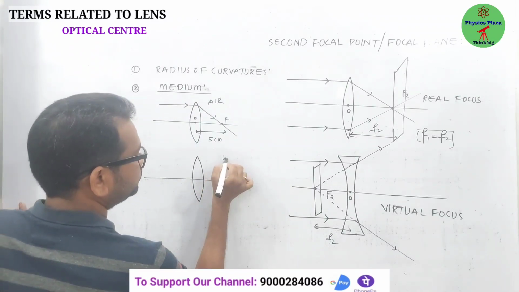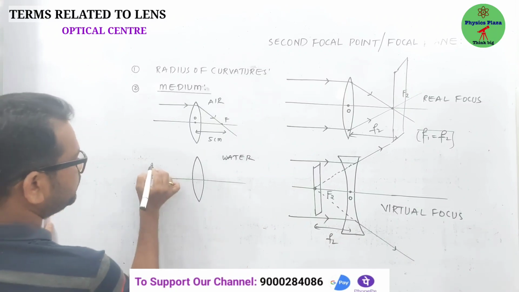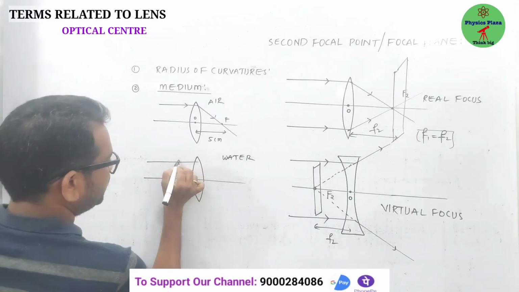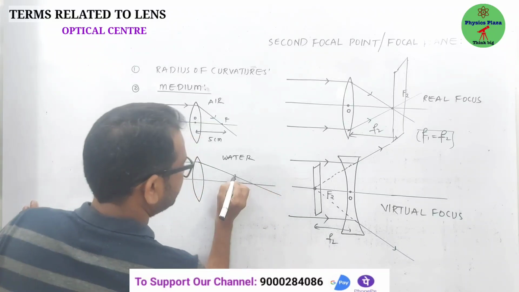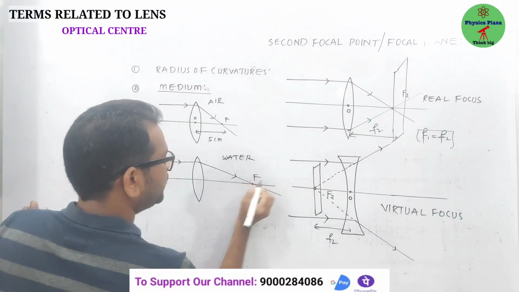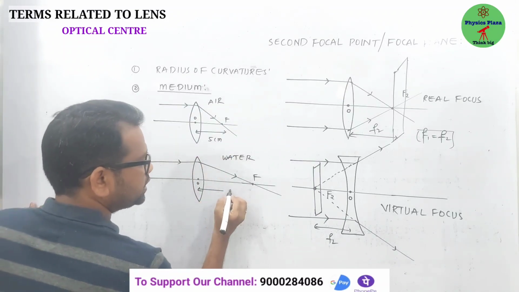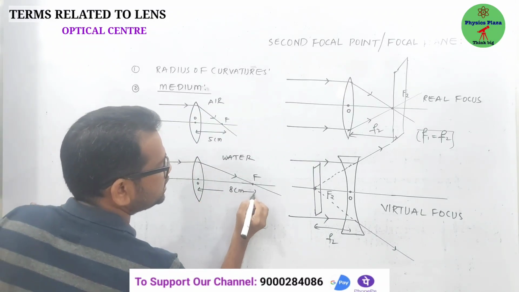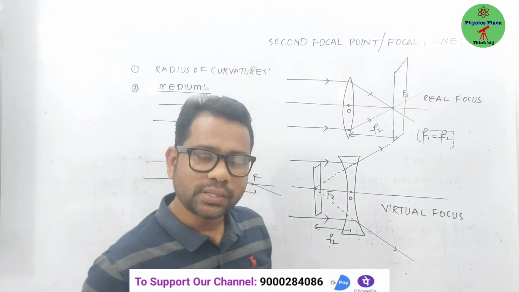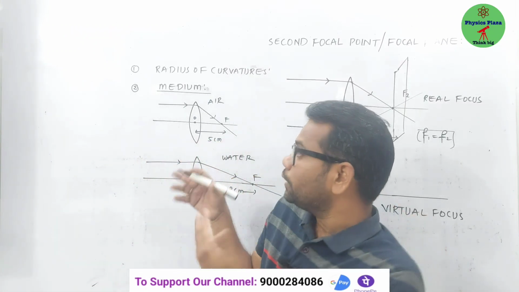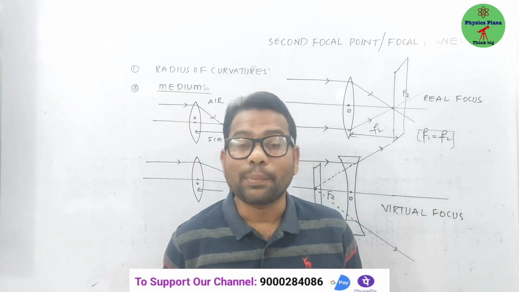Now it is placed in water. The same lens placed in water, and the same light ray is incident. What would happen? It will go like this. Try to understand: the light rays will meet farther away, more than 5, let's say 8 centimeter. 8 centimeter means the focal length is increasing. If the lens is placed in any medium other than air, then what will happen, children?